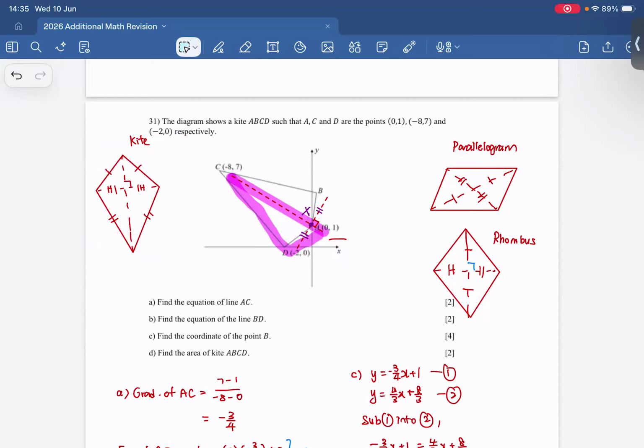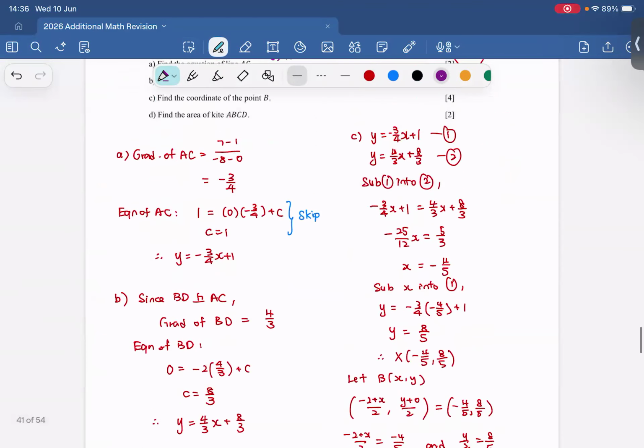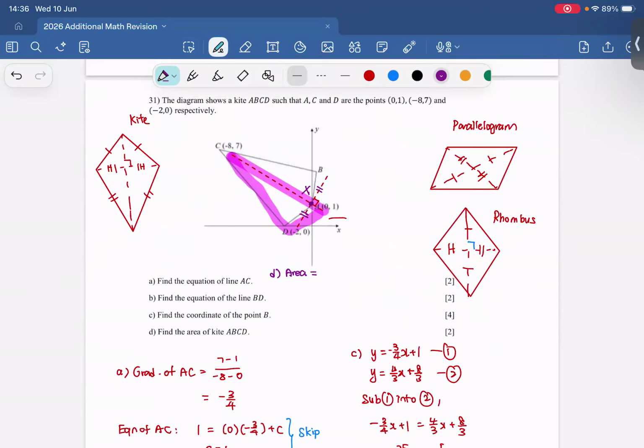I got no space below, so I do on top here. Okay, a bit messy, but I do on top here. So part D, to find the area, I can just use ADC, which is actually safer, because it is something that is given to you and the numbers are nicer.